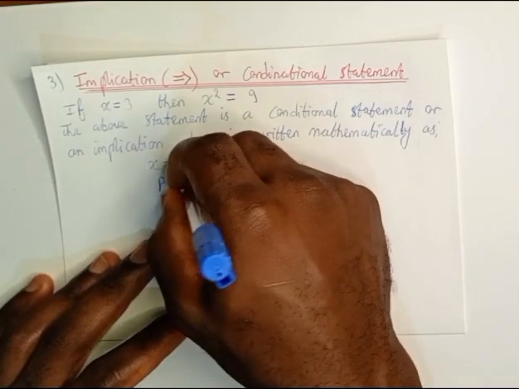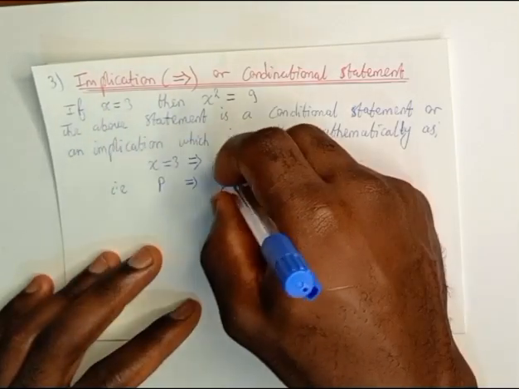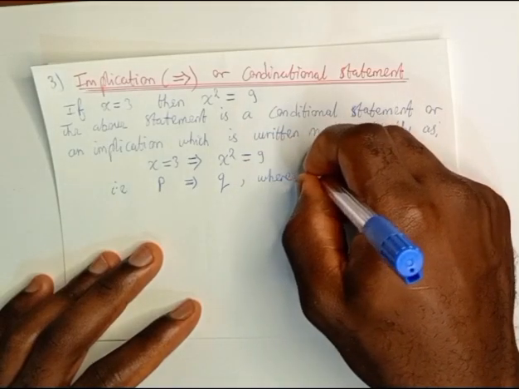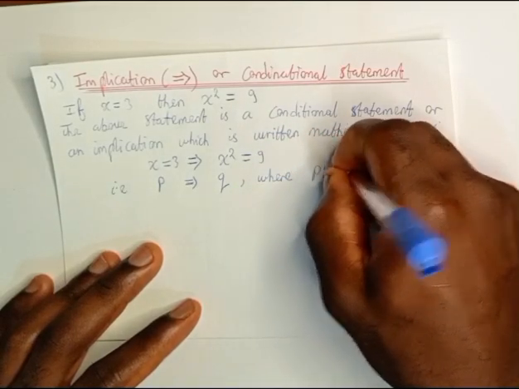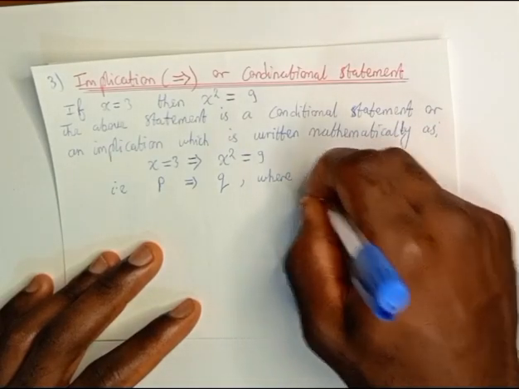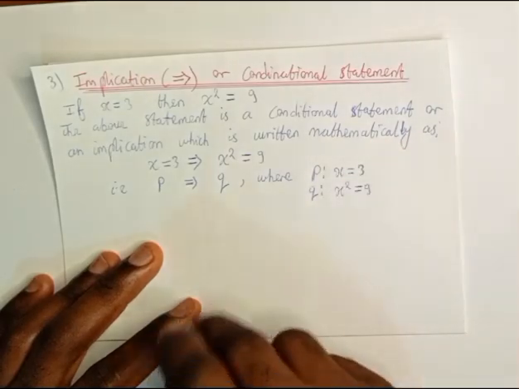That is, P implies Q, where P is the statement x is equal to 3, and Q is the statement x squared is equal to 9.